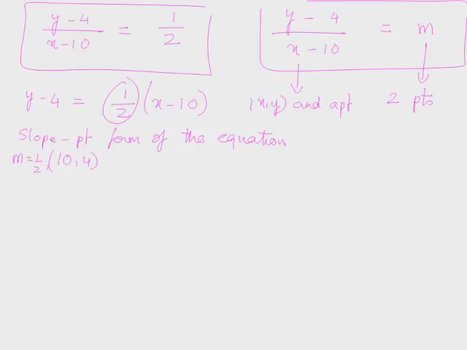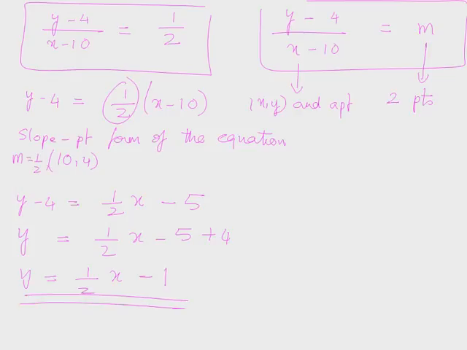Were I to open out this equation further, I'll get y minus 4 is equal to half x minus 5. I've distributed the half across the x minus 10. And were I to isolate y, I would get y equal to half x minus 5 plus 4, which is y equal to half x minus 1. So here's another form of the equation. It's the same equation each time, but now I've isolated y. I've written it as y equal to something and something.